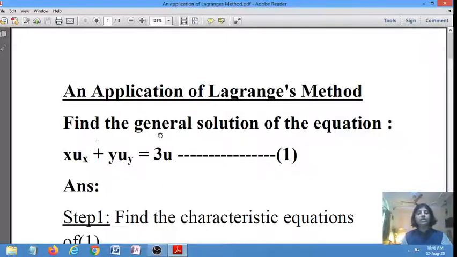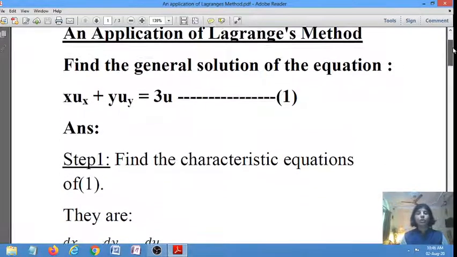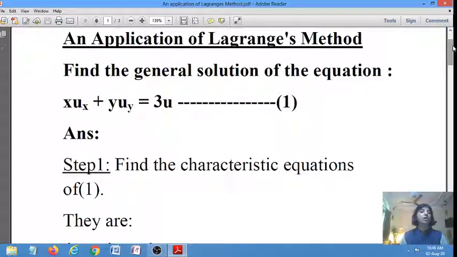The question is that you have to find the general solution of the equation x u_x plus y u_y is equal to 3u, which I have marked as 1. And you can see that equation 1 is very much a quasi-linear partial differential equation of first order. So Lagrange's method or method of characteristics can definitely be applied to it to solve it.